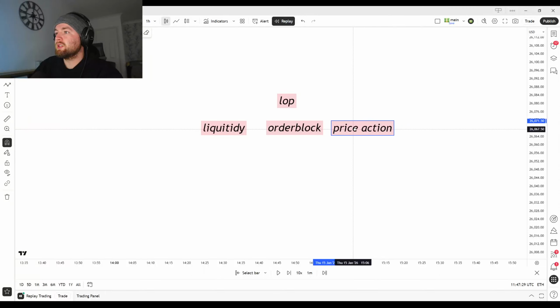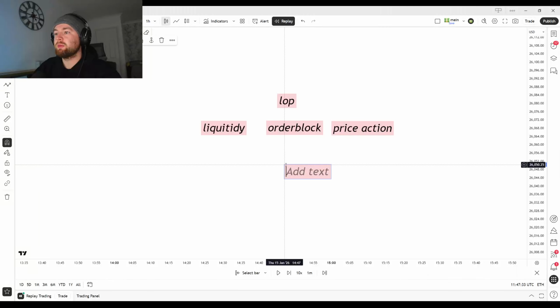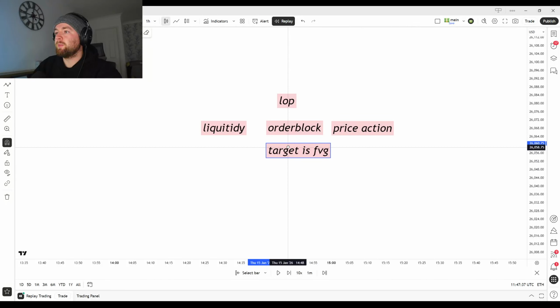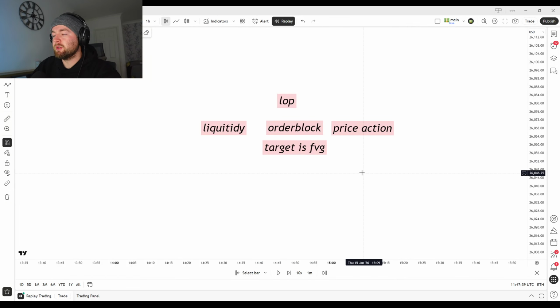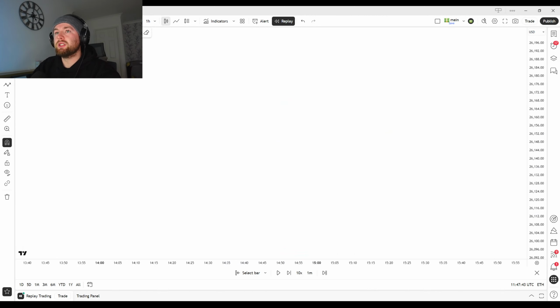Okay, this term excludes target, so target would just be a simple fair value gap, so target is FVG. Alright, so when you're looking for a target, you want to be targeting FVGs. So let's start with the first thing, which is liquidity.